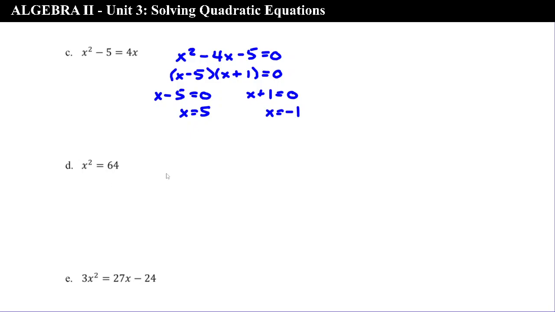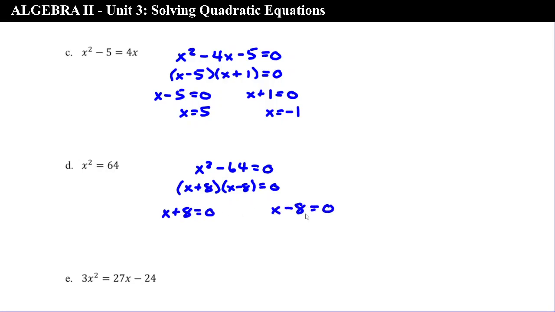For example D, we're going to subtract 64 from each side. So that gives us x squared minus 64 equals 0. I recognize this as a difference of squares, so we're going to have x plus 8 times x minus 8 equals 0. And when you split it up, you get x plus 8 equals 0, x minus 8 equals 0. So x equals either negative 8 or it equals positive 8.